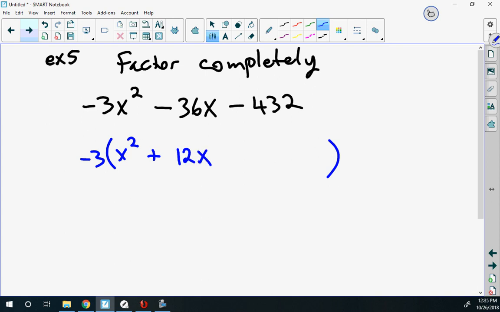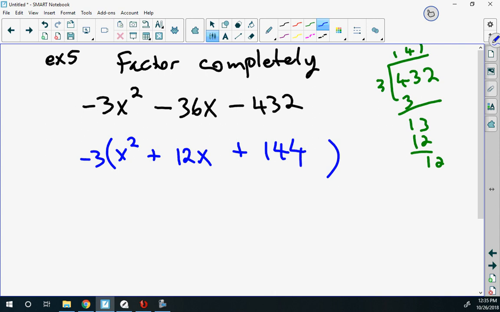Now on the end, I got to do this the old-fashioned way. How many times does 3 go into 4? 3 goes into 4 once. Is it 143? Let's see. That's a 1. That's a 3. That's a 4. Is it 144? Oh! Awesome. That's so cool. So here's the question you got to ask yourself.